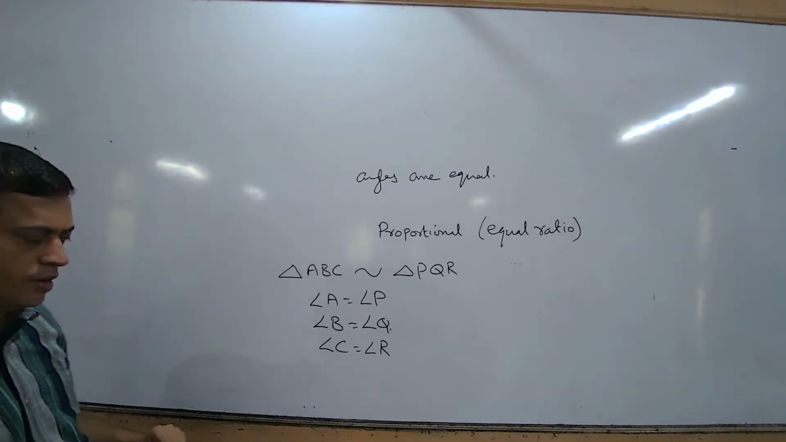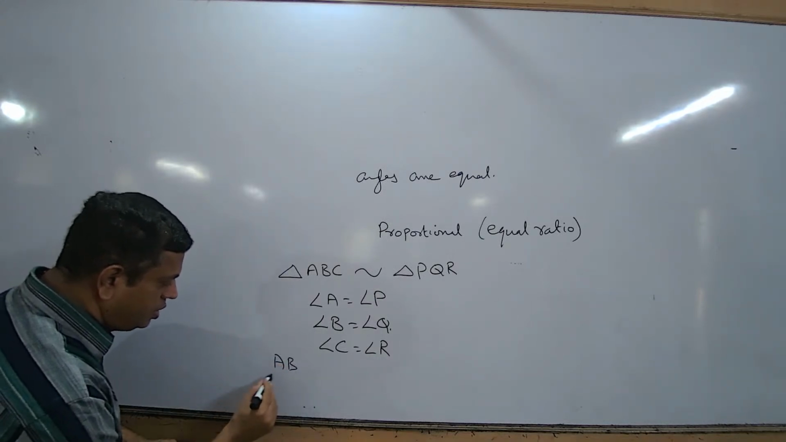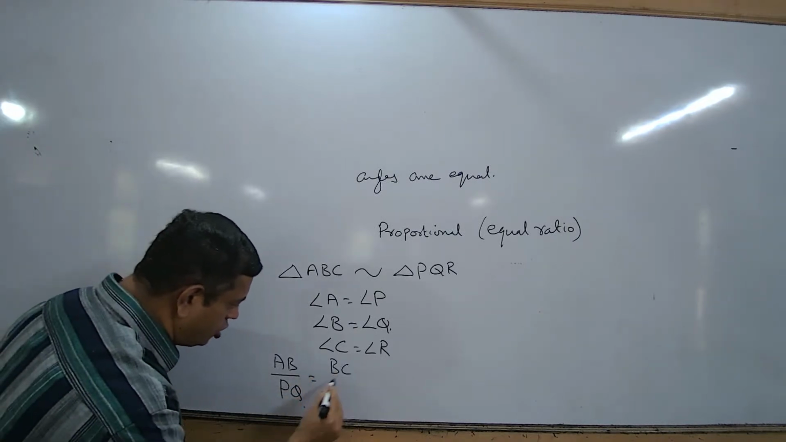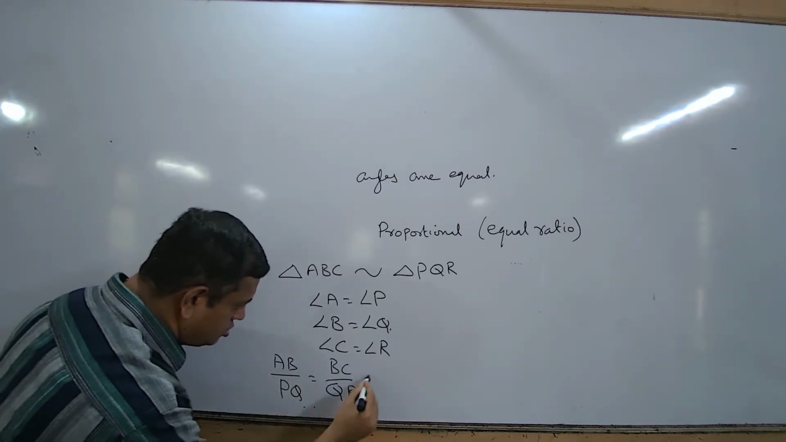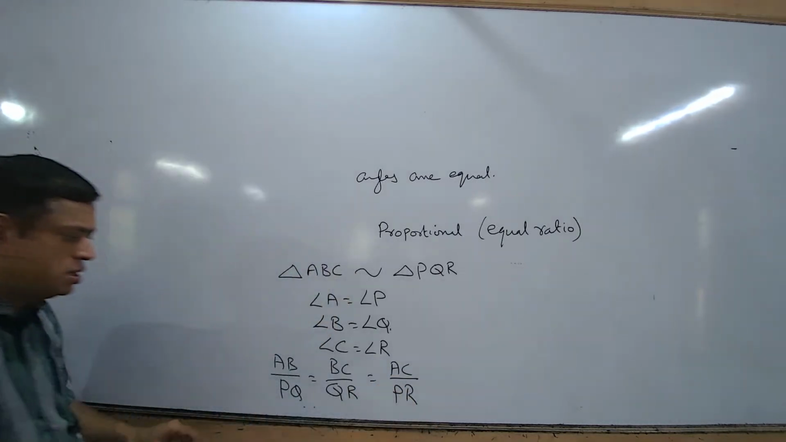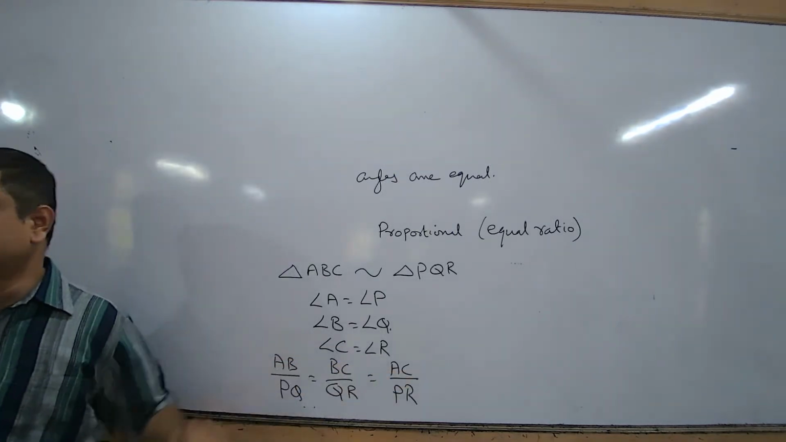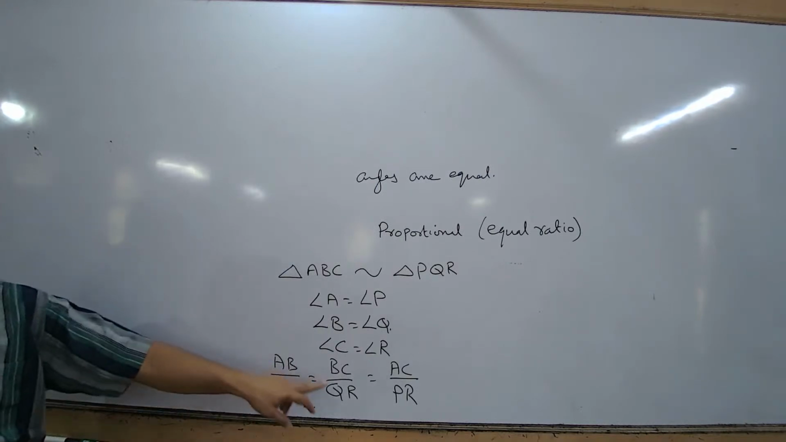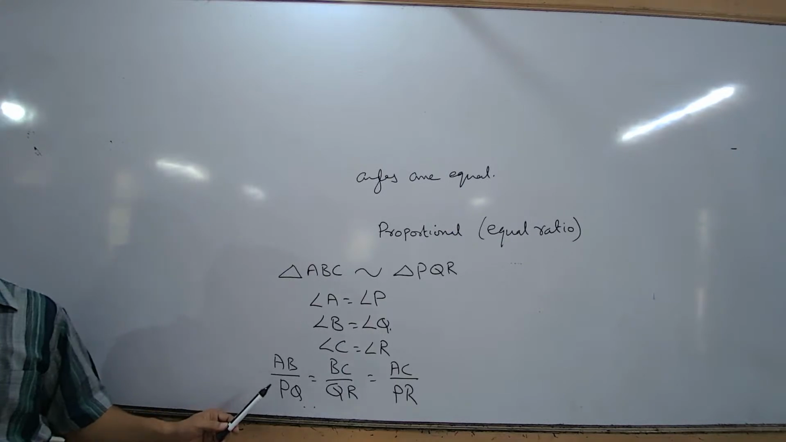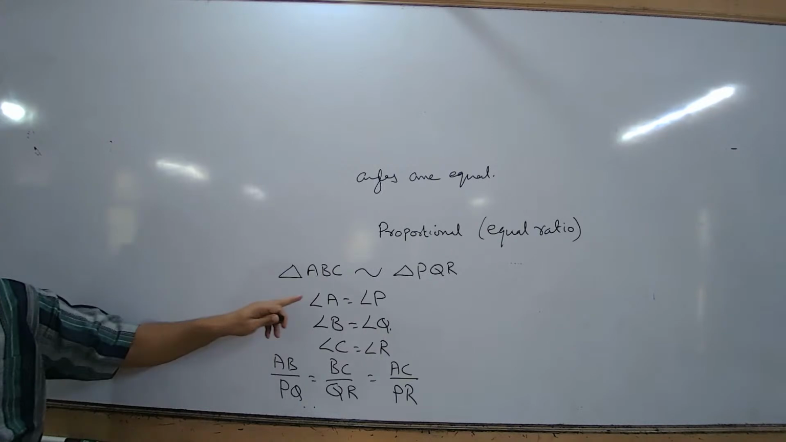Then sides proportional is coming. Listen carefully. AB upon PQ is equal to BC upon QR is equal to AC upon PR. Equal ratio, what does it mean? If it is 1/3, everything will be 1/3. Or if it is 2/5, everything will be 2/5. Corresponding sides are in equal ratio. Are you followed? Proportional.